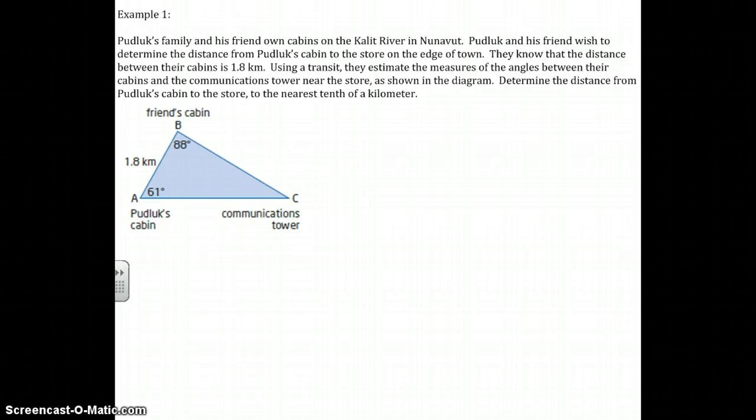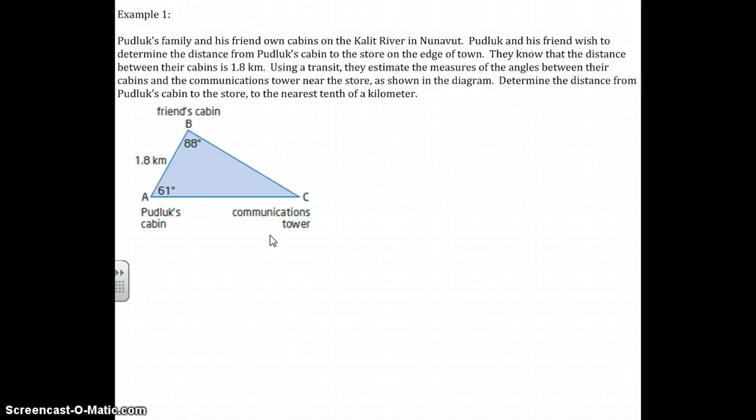Okay, so in this example here we have Pudluck, his cabin, his friend's cabin, and they're 1.8 kilometers away, and there's this communications tower over here which we're told is near the store. And we want to know how far it is from his cabin to the store. So we're looking for this distance here.